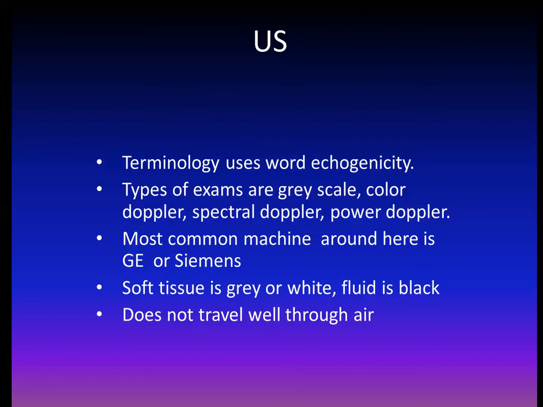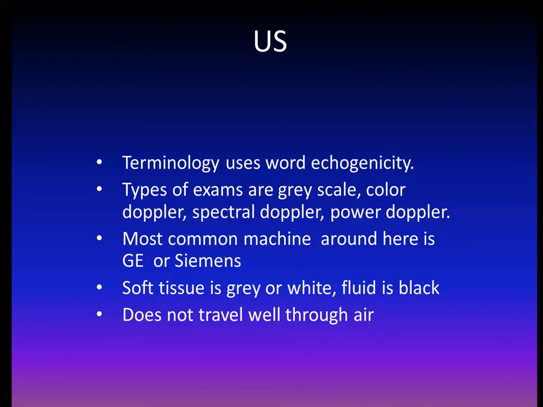The terminology used with ultrasound is the word echogenicity. So if it's bright, it's going to be hyperechoic. If it's dark, it's going to be hypoechoic. Again, CT is density or attenuation, MRI is intensity, ultrasound is echogenicity. That's just terminology that shows you know what you're talking about.